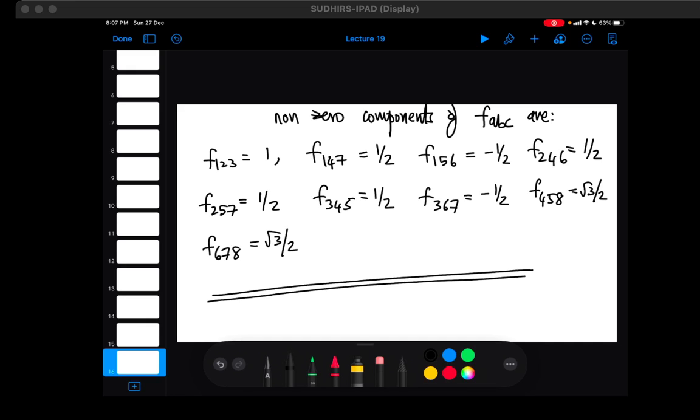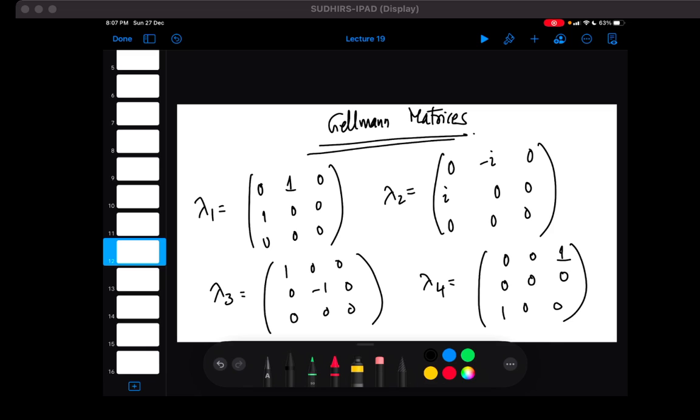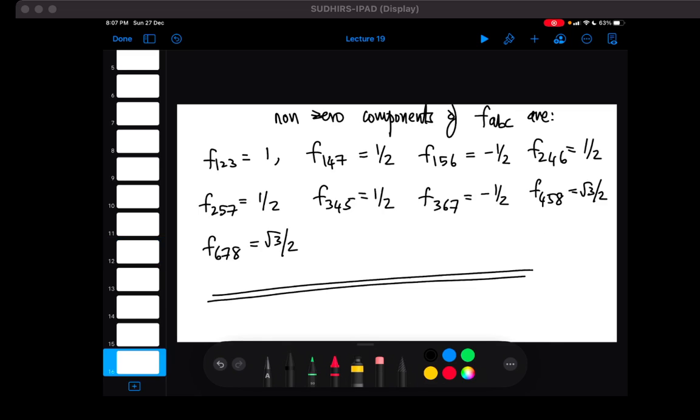Now we can ask the question: how to construct the representations? Again, we have to ask the question, how to construct the representations of SU3.